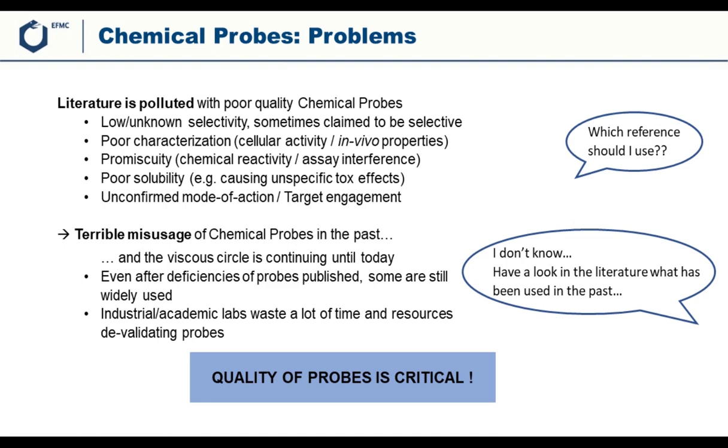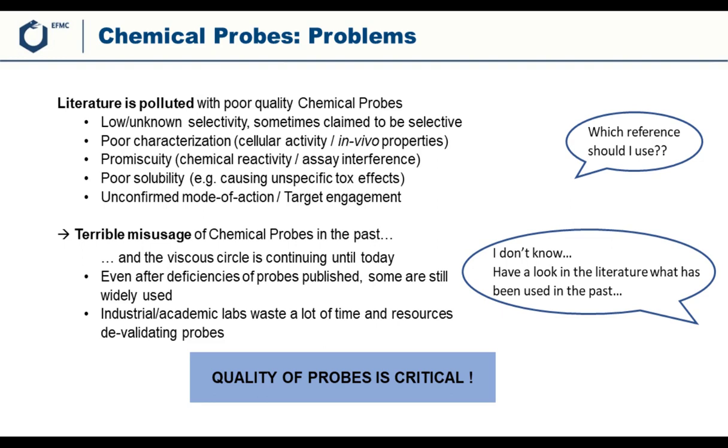Now, the reason we want to go over guidelines today is that there are problems associated with chemical probes. The literature is actually polluted with poor quality chemical probes. This can be because they have low or unknown selectivity. Sometimes these compounds are claimed to be selective, but they're not selective. And you can easily understand that if you use a chemical probe to study a particular target, but it's touching many other targets, if it's not selective, then the biology you would uncover can be put into question.